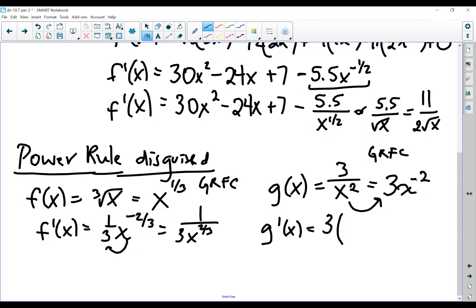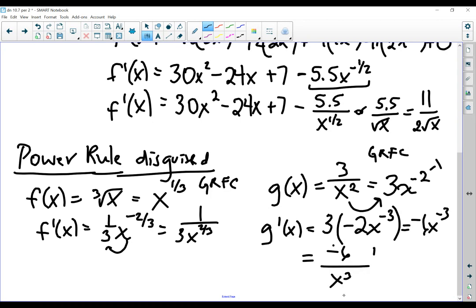X to the -2 is going to become -2x. Now be very careful here, my loves. I'm going down by 1. -2 minus 1 is -3. So I end up with -6x to the -3, which if I put it back in algebraic form is -6 over x cubed. The 6 does not have an exponent, only a negative exponent, only the x does. So you only bring down the x term.